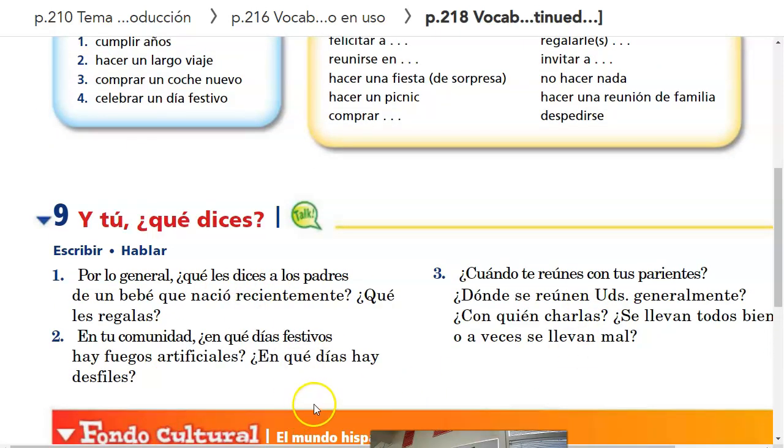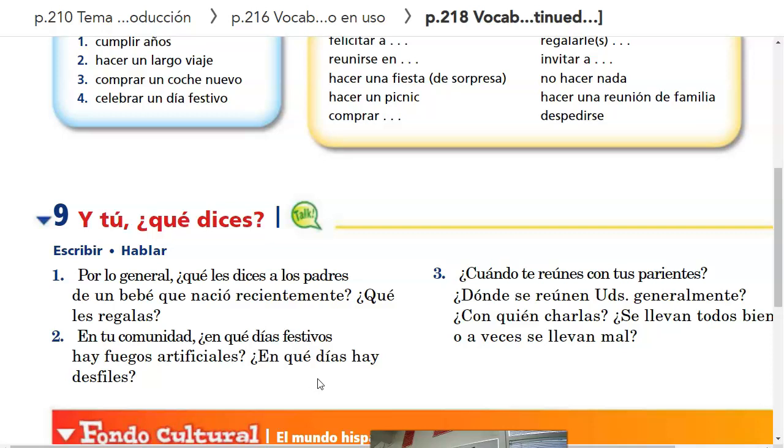There are sub-questions for each, and I'm going to walk you through what the questions are asking, and then how you can go about beginning your responses, and then using the key vocabulary from this chapter, pages 212 and 213, to come up with your own authentic responses.